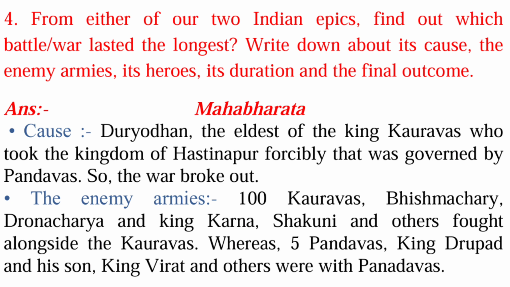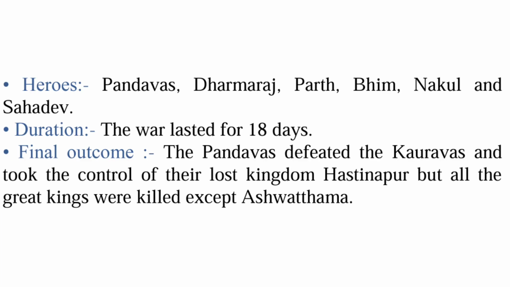The enemy army: 100 Kauravas, Bhishmacharya, Dronacharya, King Karna, Shakuni, and others fought alongside the Kauravas, whereas the 5 Pandavas and King Drupad and his son King Virat and others were with the Pandavas. Heroes: Pandavas, Dharmaraj, Parth, Bhim, Nakul, and Sahadev. Duration: the war lasted for 18 days. Final outcome: the Pandavas defeated the Kauravas and took control of their lost kingdom Hastinapur. But all the great kings were killed except Ashwathama.